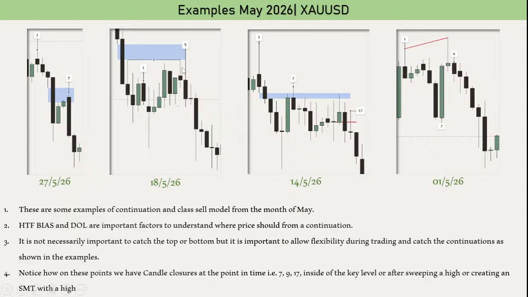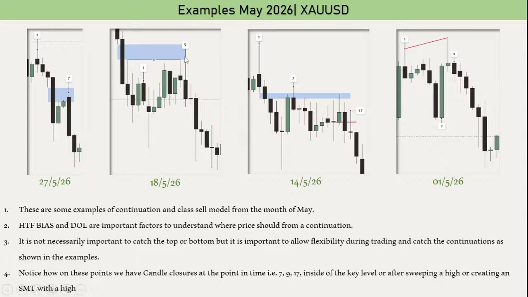When price comes into the fair value gap, it sweeps out this high. This is not a market structure shift because this is not a smart money reversal. So we know that this is a liquidity sweep. This is a continuation model. In a continuation model, we see that price moved down, moved up, and then moved down. So we will start our counting from here. We get 1, 2, 3, 4, 5, 6, 7, 8, and then 9.